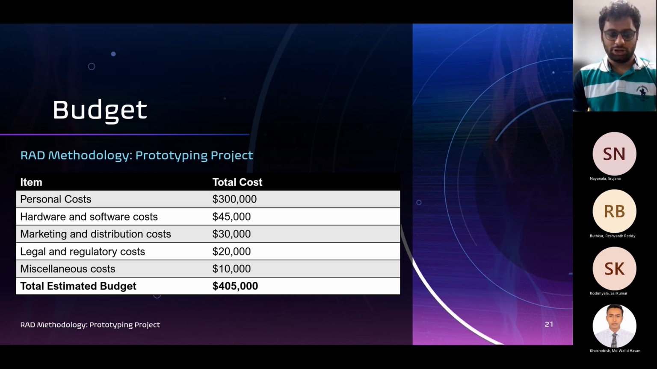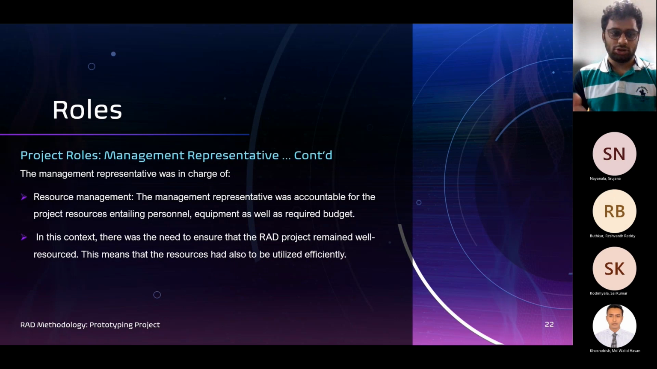And coming to the next slide, where I'm going to explain the budget, it reflects personnel costs, hardware and software costs, marketing and distribution costs, legal and regulatory costs, and miscellaneous costs. So these things are under the budget part. Now coming to the management representative, the next main thing is resource management. How we are going to manage the resources within the given budget, and we need to use each and every resource effectively in this project, so that we can develop a fully fledged prototype that is user friendly and accessible to everyone with super quality and vision.